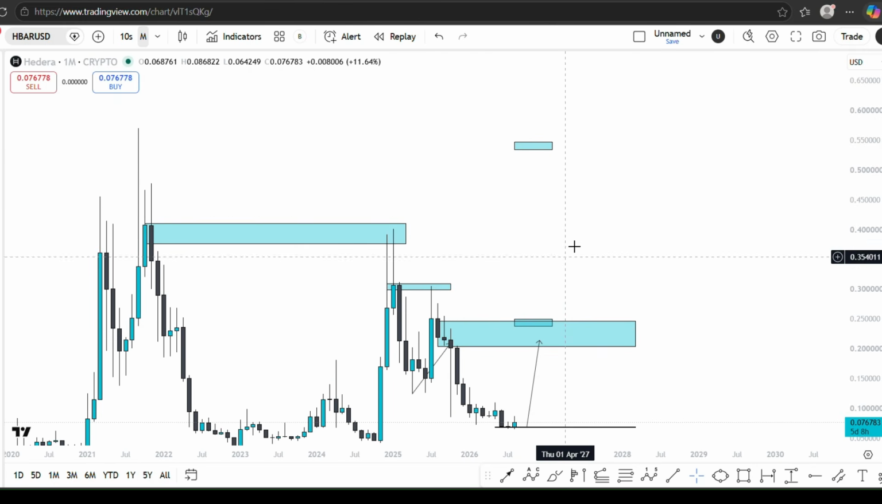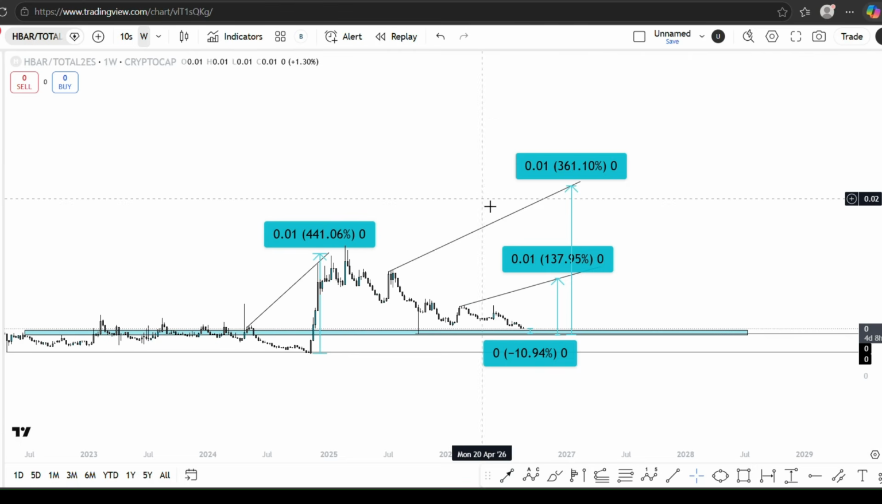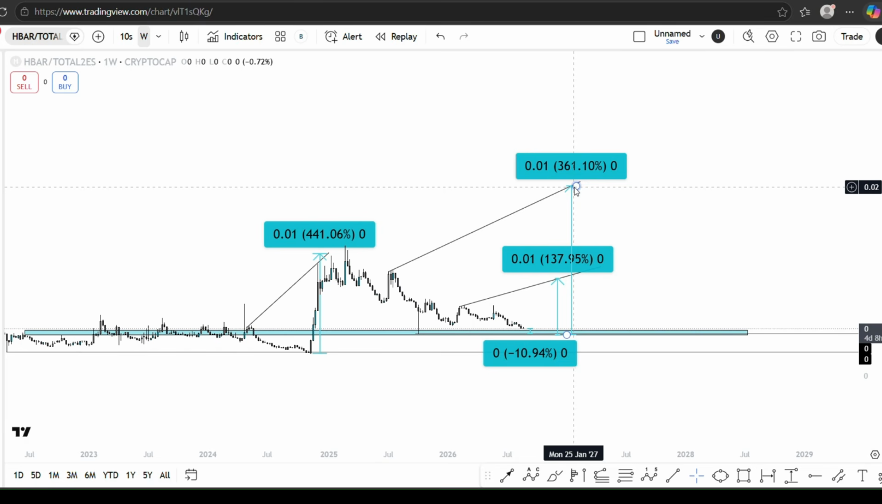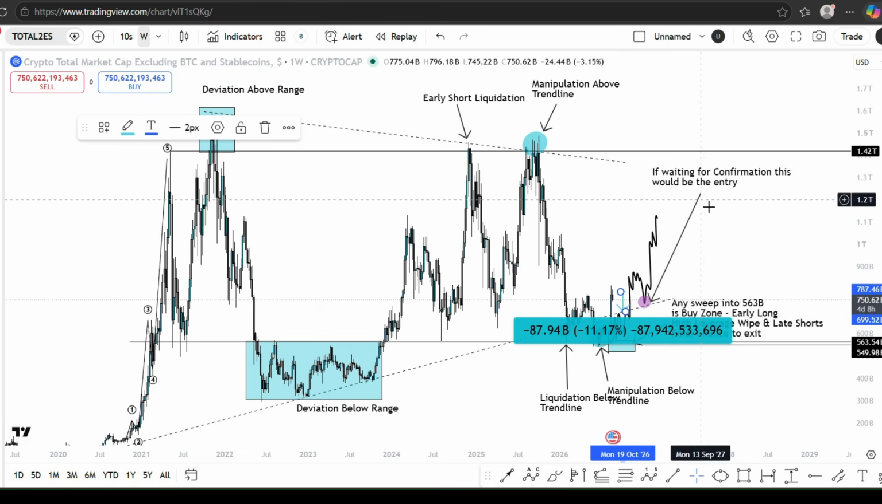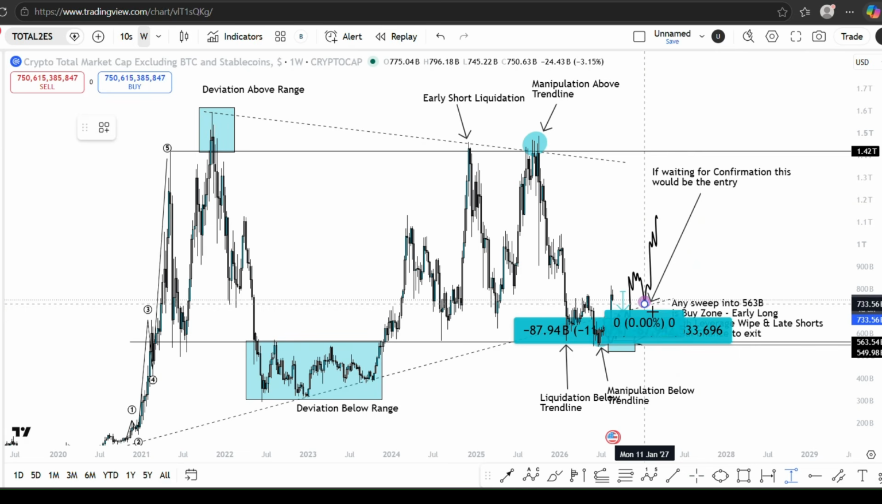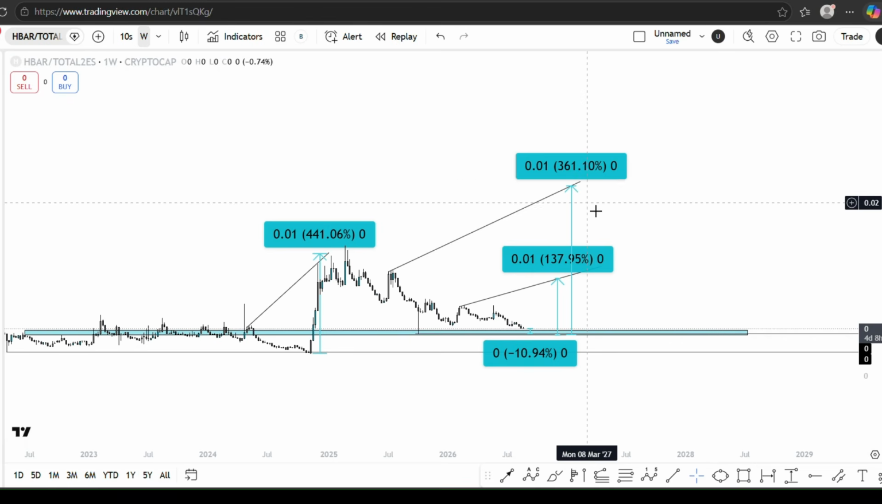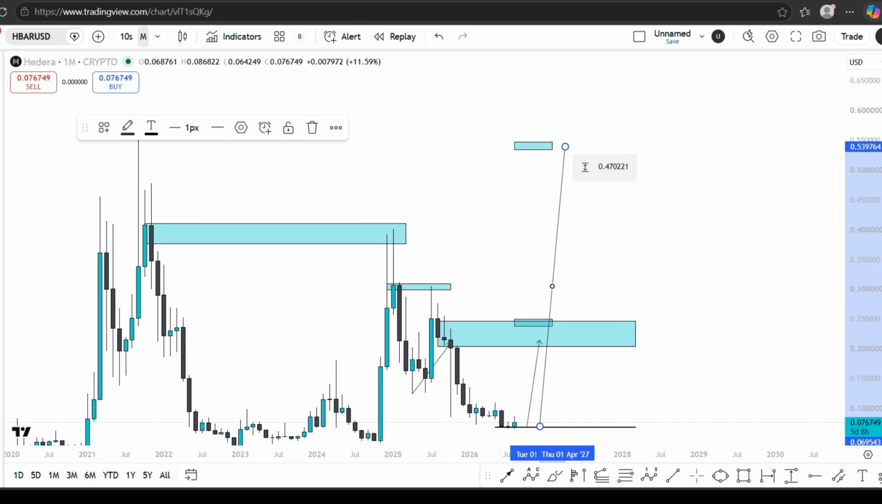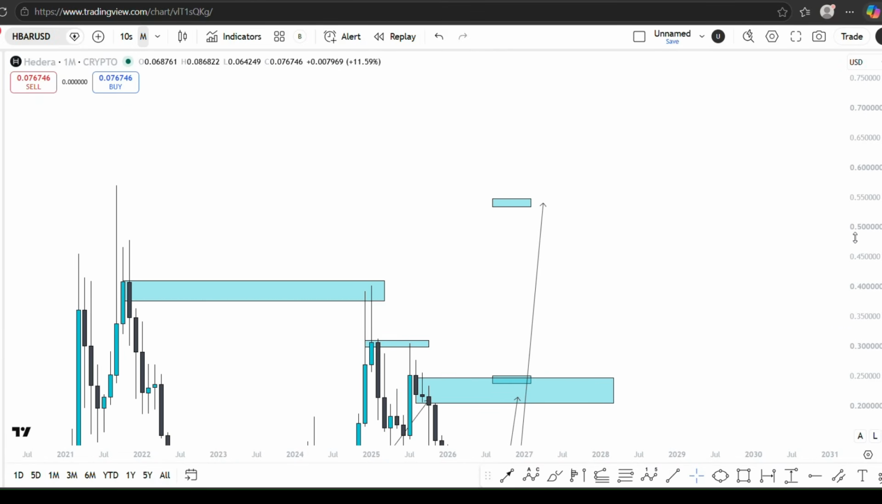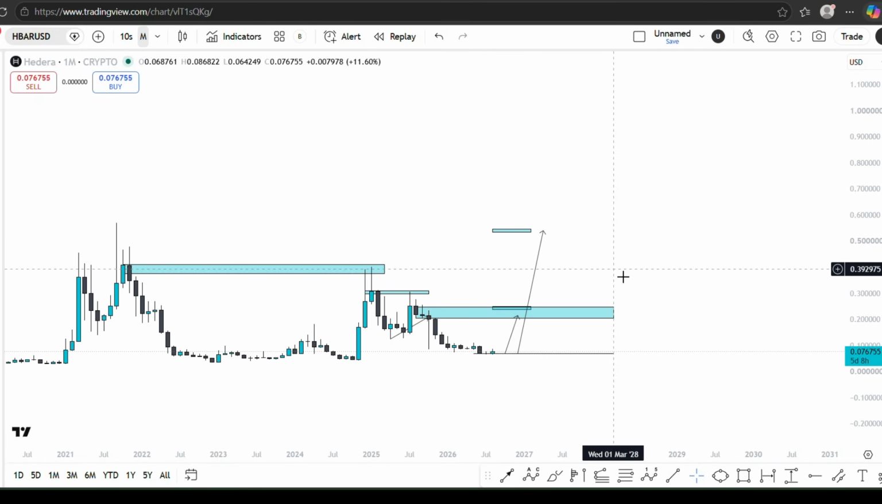Now the next target on HBAR would be around 53 cent, as we said earlier, that potential 350% move against the total 2 excluding stables. That just so happens to potentially be around a 100% move on the total 2 chart. So if we're maybe expecting HBAR to outperform by 350%, then actually we can move one of these targets to just around $1 as well.